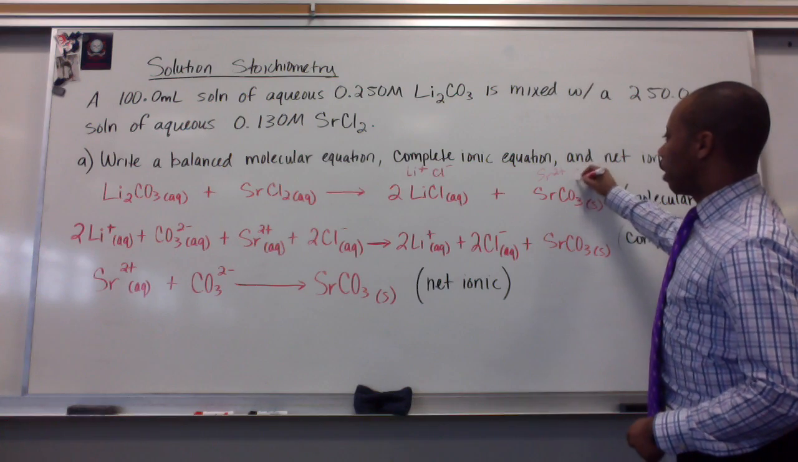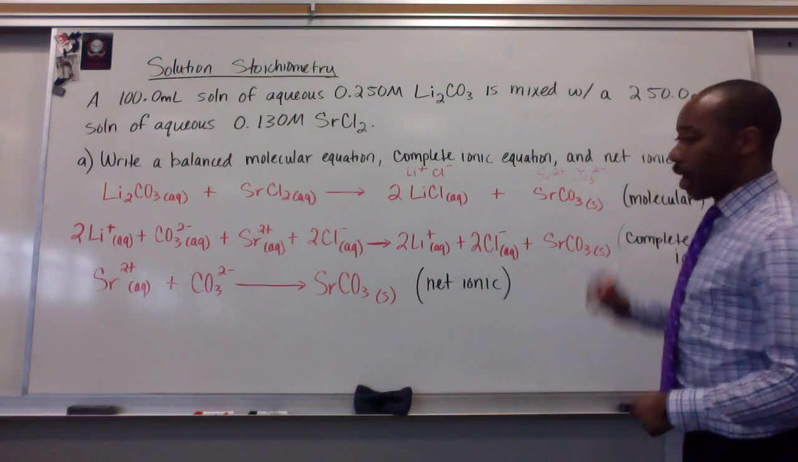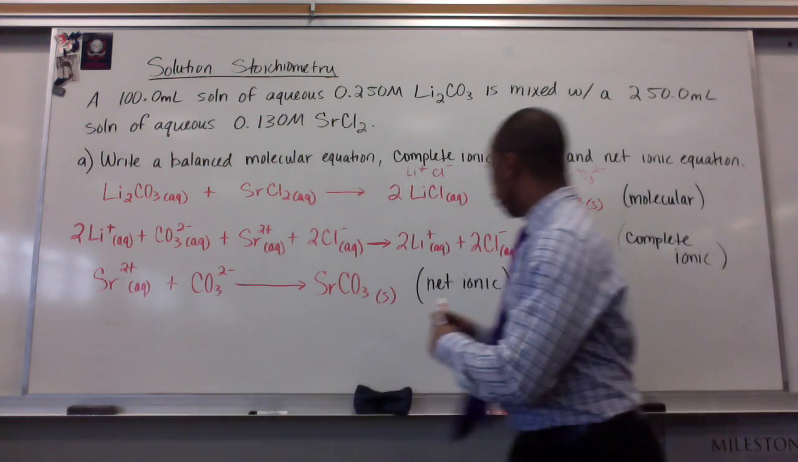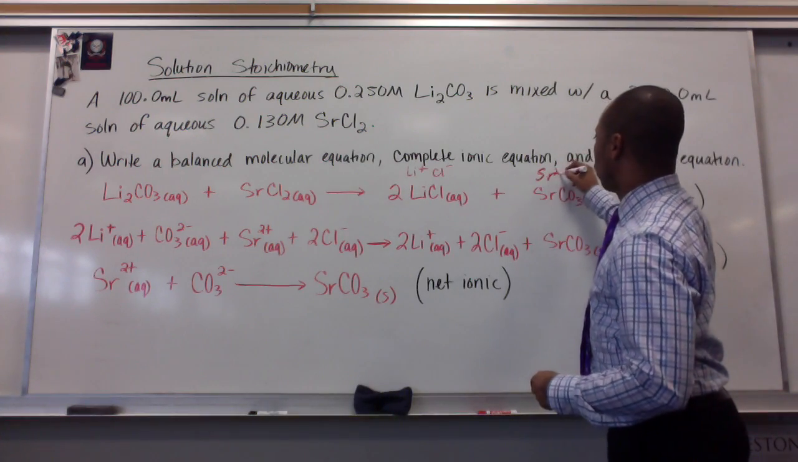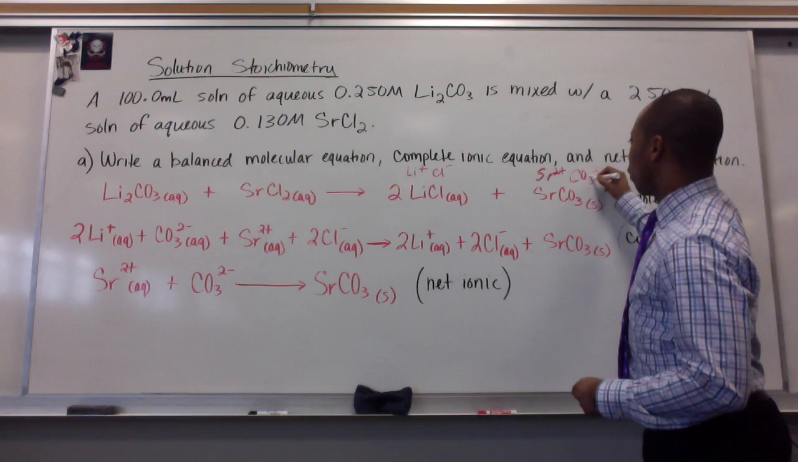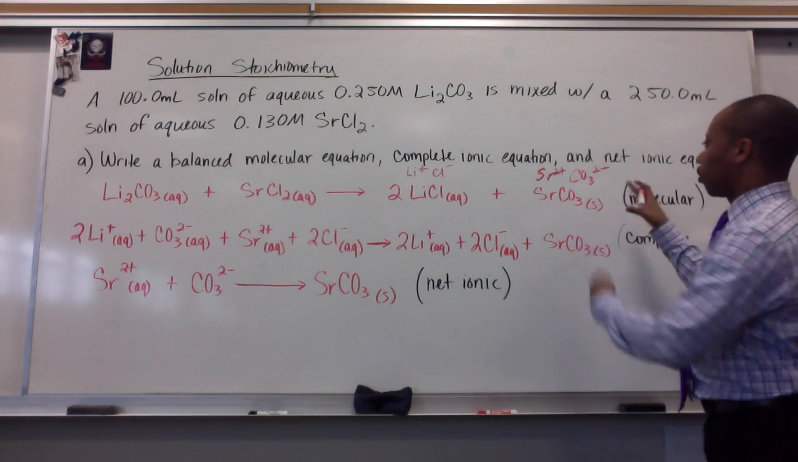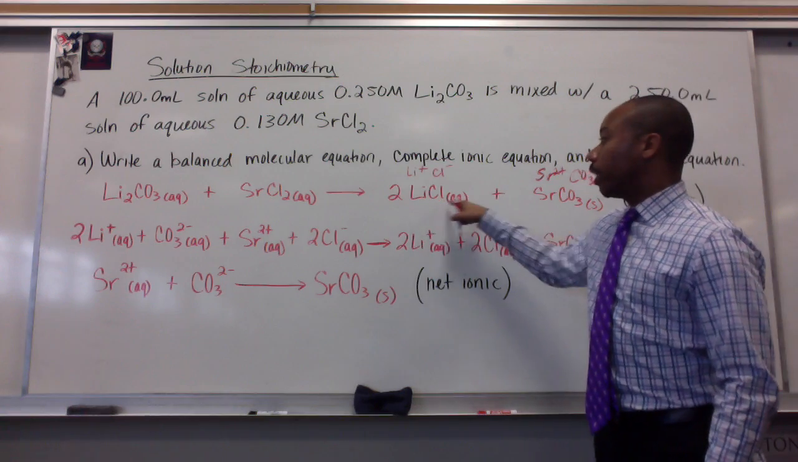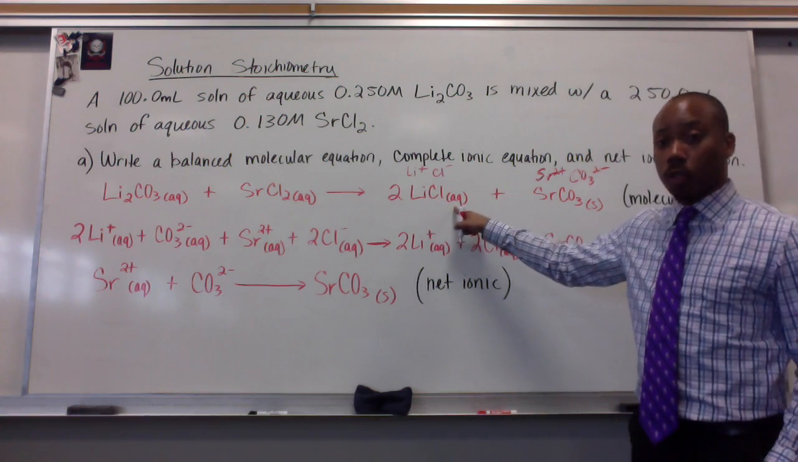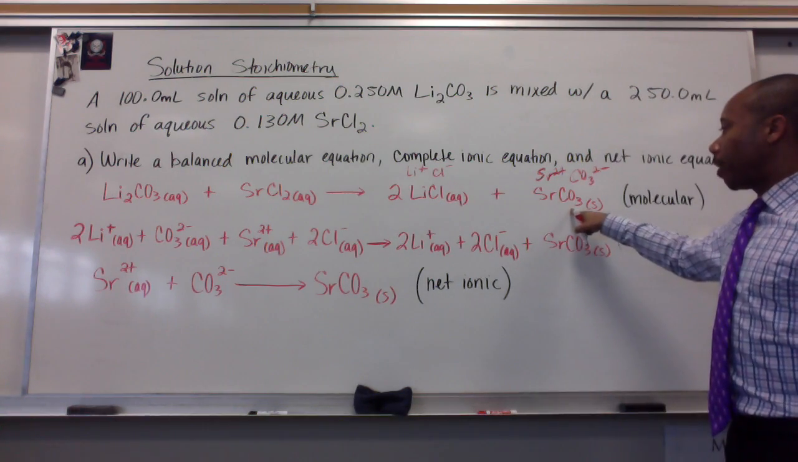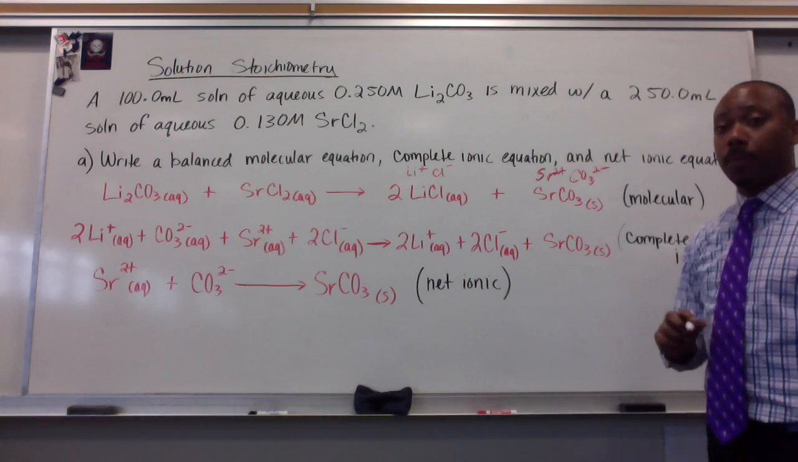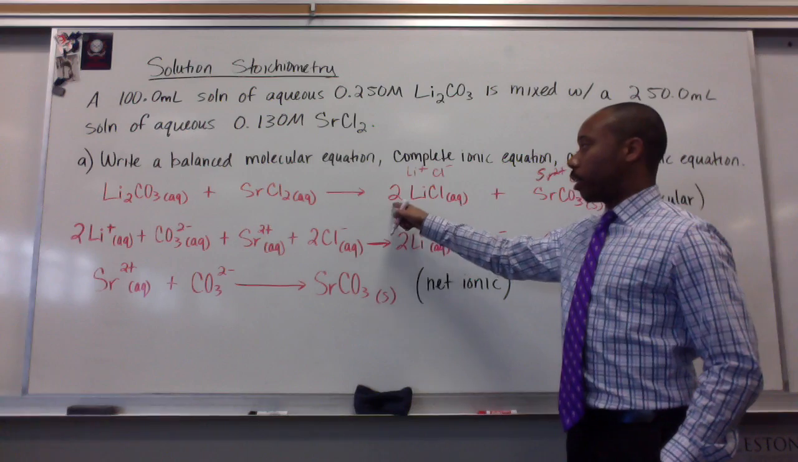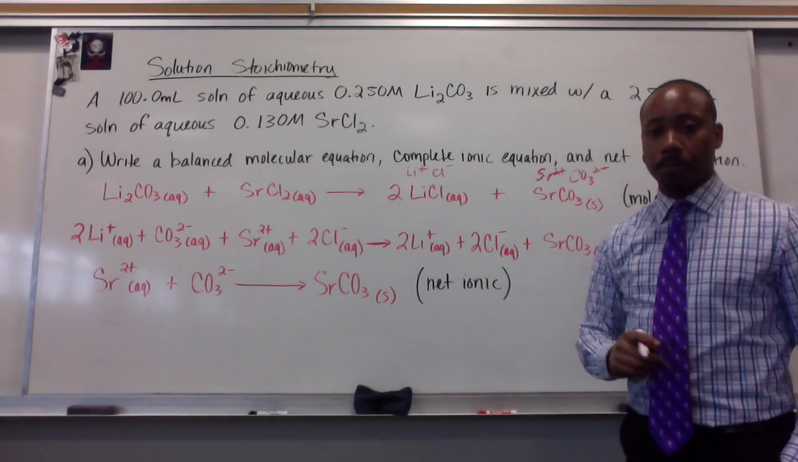Sr2 plus and CO3 2 minus. Sorry if you can't see that, it's a little light there. We have Sr2 plus and CO3 2 minus coming together. Those charges cancel out, giving you SrCO3. Lithium and chlorine are aqueous in solution. They are soluble. Strontium and carbonate are insoluble. It forms a precipitate. So this is a precipitate reaction. And when we balance it, we get a coefficient of 2 there.